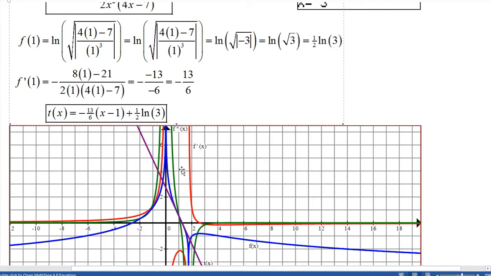That's the equation of the tangent line, which you see here, and it should touch the graph of the original function right there when x is 1, y is 1/2 natural log of 3, and it follows closely the curve right here close by, and so we see that is the appropriate tangent line.